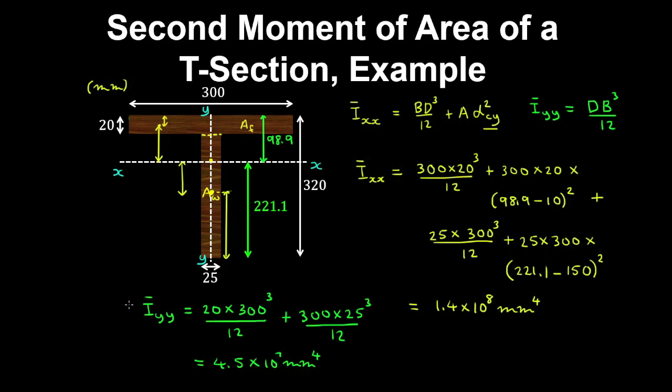And here there's no parallel axes terms because the centroid of the flange and the web coincide with the centroid of the section, and as we can see, the second moment of area about the y-axis of the centroid is much smaller than that of the second moment of area about the horizontal axis, because there's a larger distribution of area in the vertical direction.